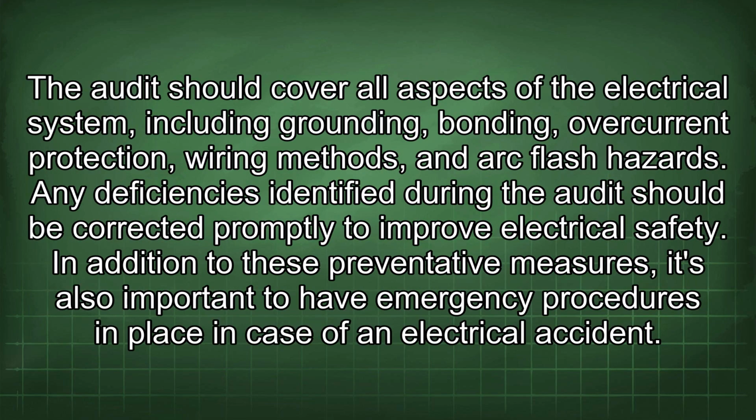The audit should cover all aspects of the electrical system, including grounding, bonding, overcurrent protection, wiring methods, and arc flash hazards. Any deficiencies identified during the audit should be corrected promptly to improve electrical safety.